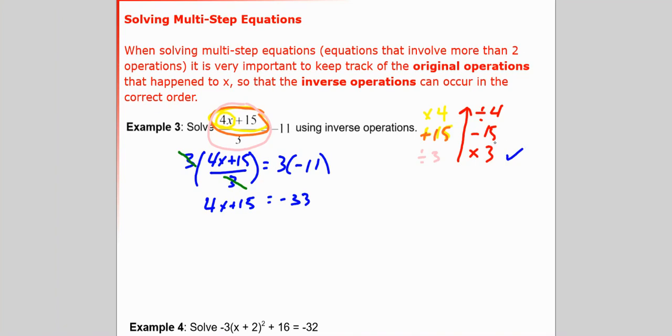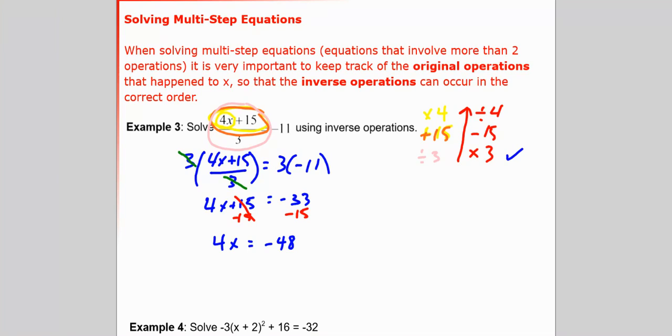Our second step says subtract both sides by 15. We could jam it in there, or we could go underneath if you want to save some space. And so that's going to eliminate the 15. So we have 4x equals, now this is more negative. So negative, well, 33 and 15 is 48.